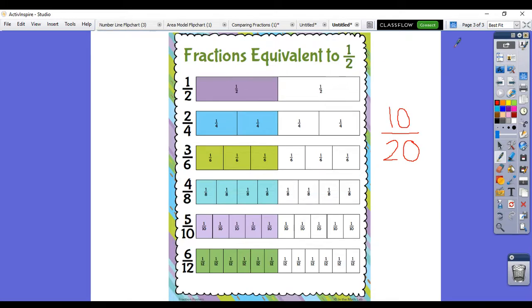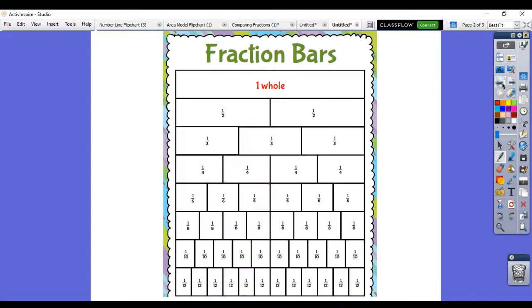So you are going to be using this fraction bars chart to help you determine whether two fractions are equivalent or not equivalent. If you have a printer at home, you can always search for a chart like this one and print it out and cut out the pieces too.